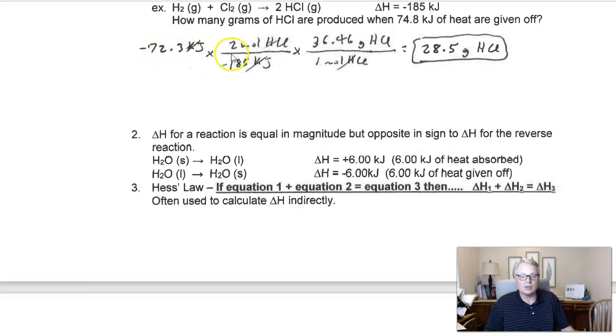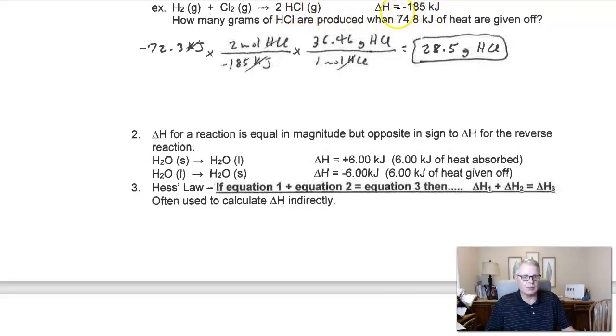All right. Kilojoules. We're going to draw a factor. Okay. So do I know a direct relationship between kilojoules of heat given off and grams of HCl that are formed? No, I don't know that. Okay. Do I know a relationship between kilojoules of heat given off and anything? Well, I do, because I've got my little balanced thermochemical equation up here, see? So I know that every time I form 2 moles of HCl, 185 kilojoules of heat's given off.